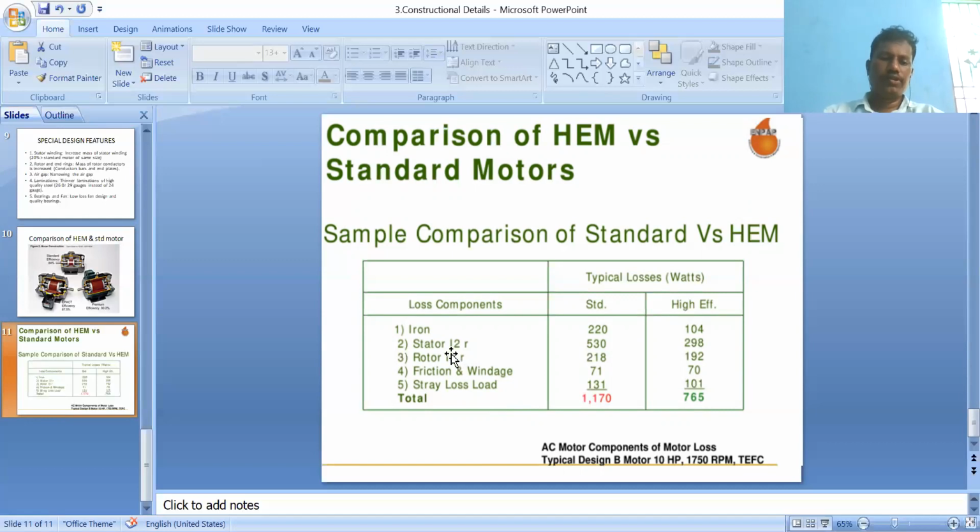So this is the theory about the construction and comparison of high efficiency motors with respect to standard motors.